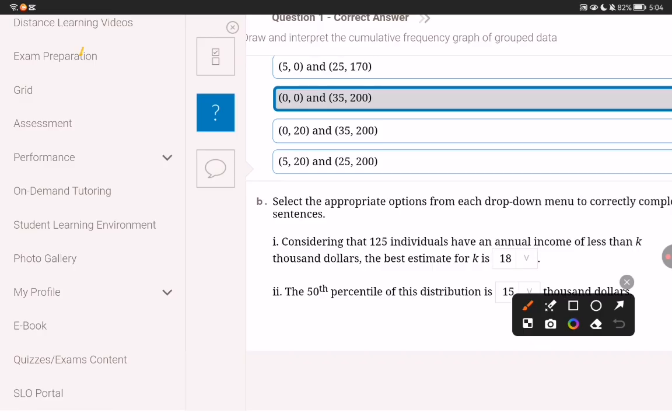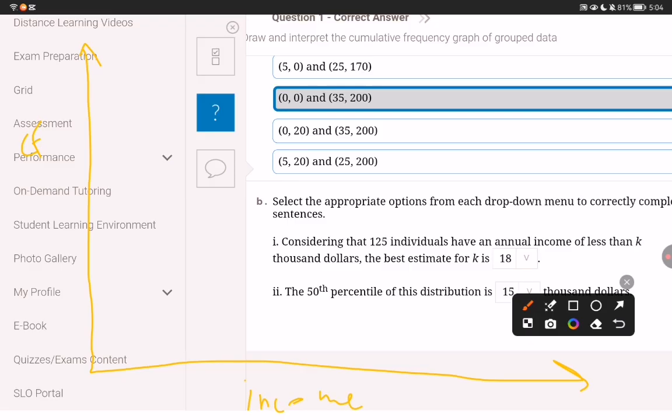So here's what you're going to do. The y-axis is going to have cumulative frequency, okay? The x-axis is going to have the income, okay? But first of all, you have to choose a scale. For the income, obviously, we're going to choose a scale of 5 because all the values are multiples of 5. For the y, we can choose a scale of 20. As long as you get to 200, it's fine.